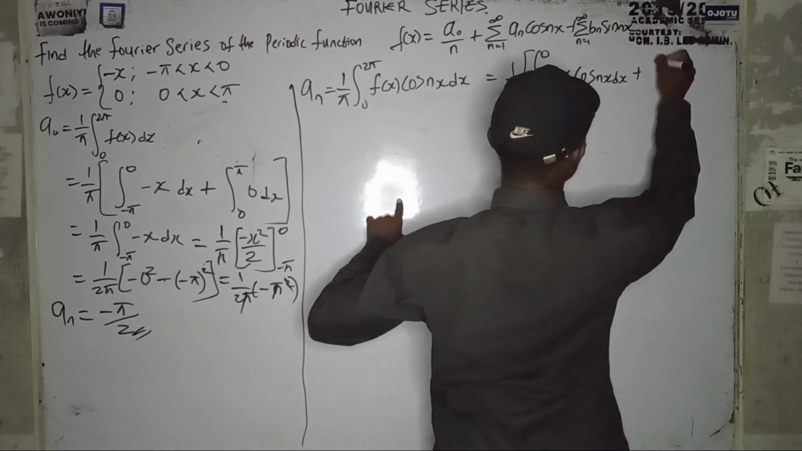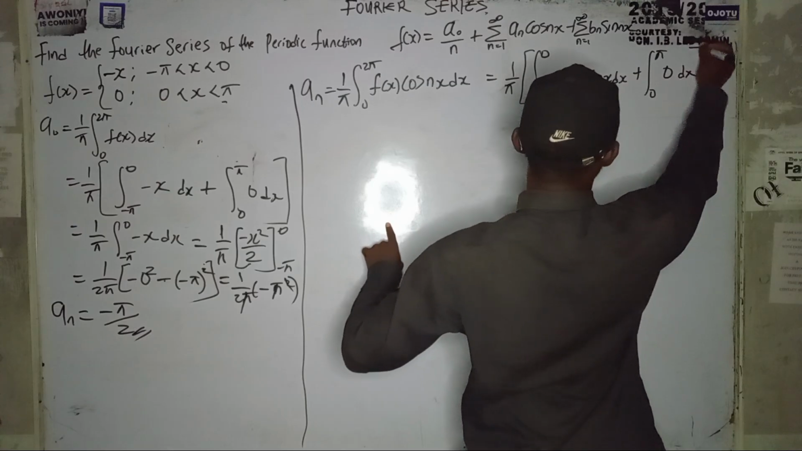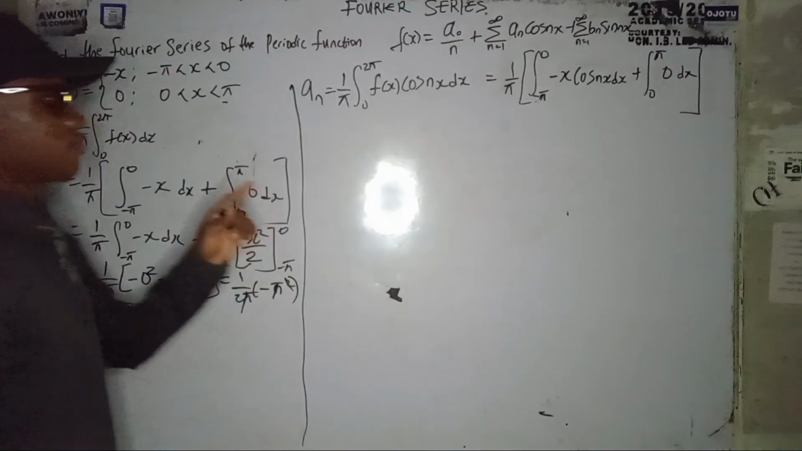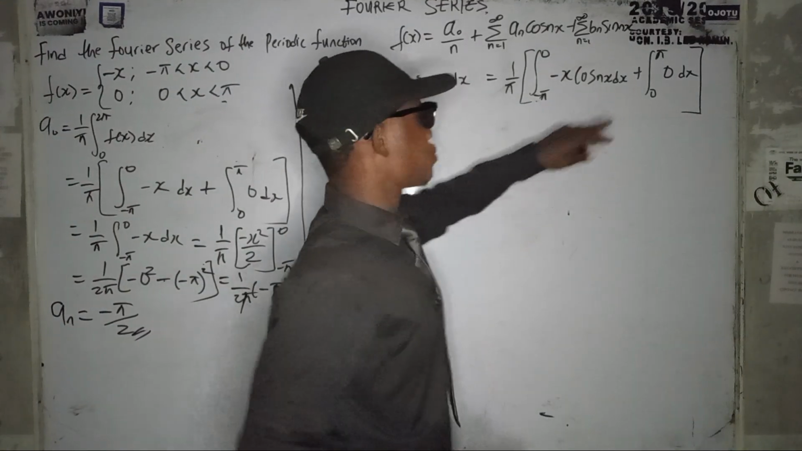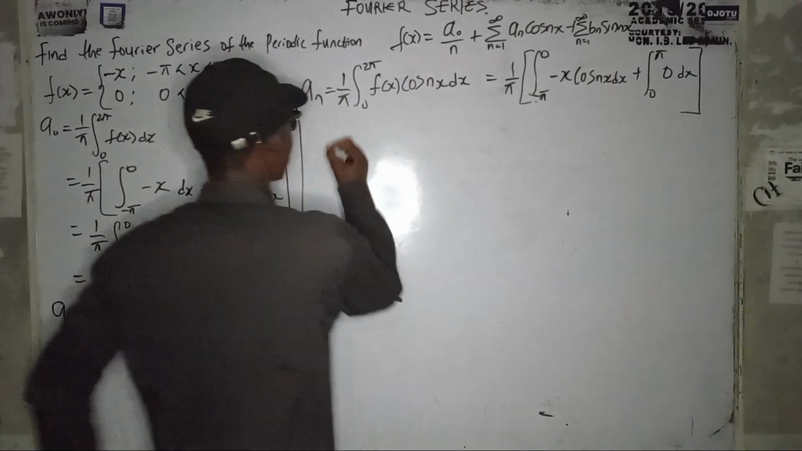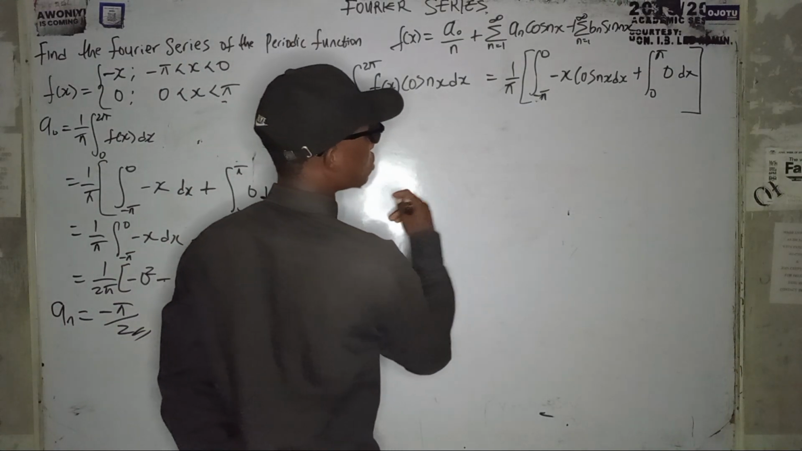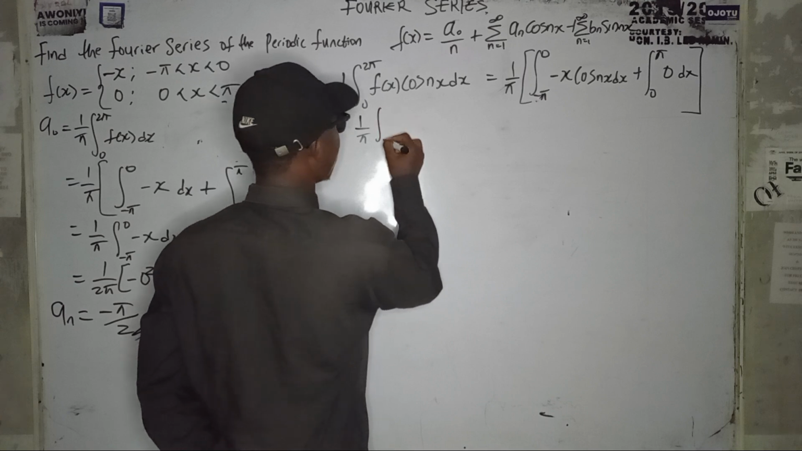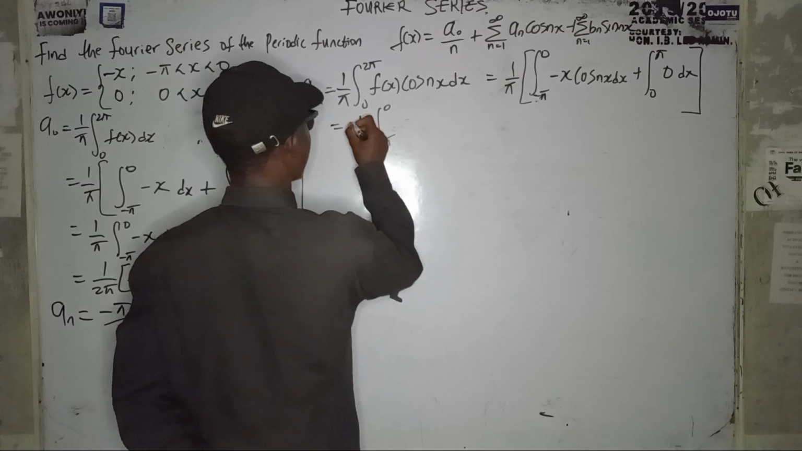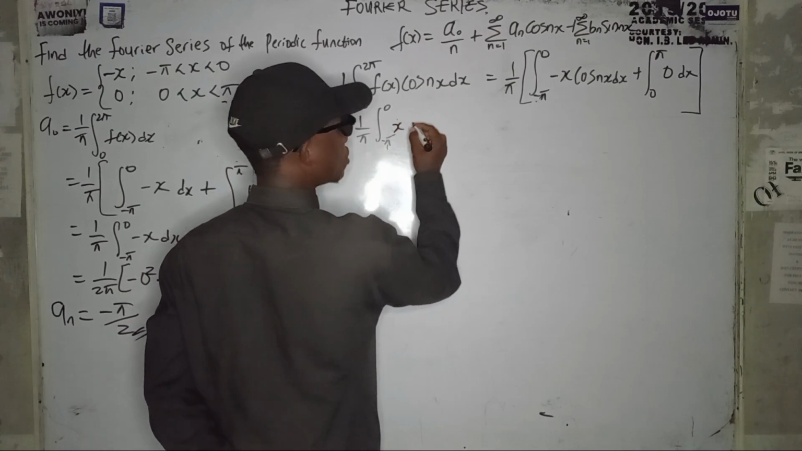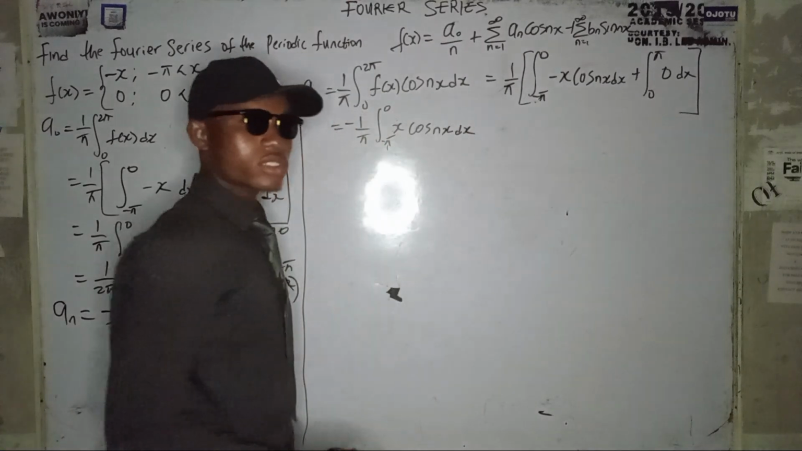We also have our plus integration from 0 to pi of 0 dx. Because 0 multiplies cos nx and becomes 0, the entire 0 part is going to go out. Therefore, this becomes 1 over pi times the integration from minus pi to 0 of minus x cos nx dx. The minus can just come outside, so we have minus outside here, times x cos nx dx. And then we use integration by parts.